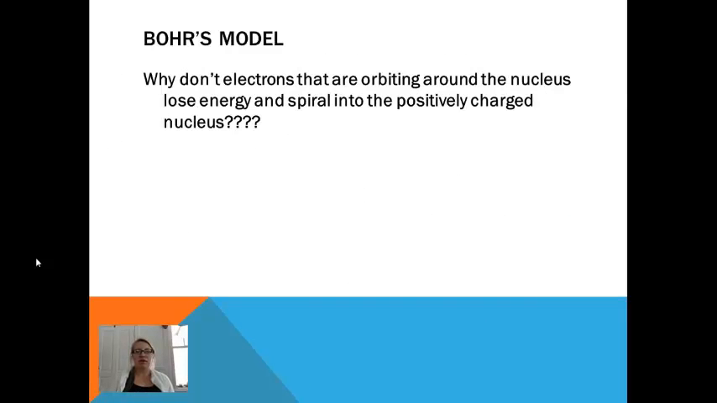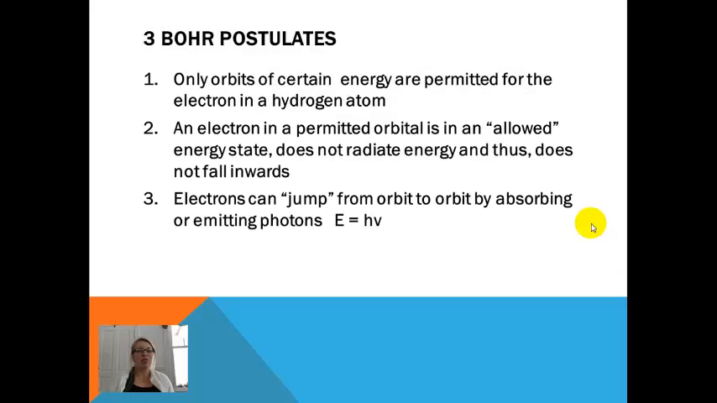So Bohr, remember, said that electrons orbit around the nucleus. But the question about Bohr is, why don't they just lose energy and spiral down into the nucleus? And Bohr assumed 3 things when he came up with his model. He decided that only orbits of certain energy are permitted in hydrogen. And the second assumption is that electrons in an orbital are in an allowed energy state. So they don't give off energy and they do not fall inwards. And the last thing he assumed is that electrons can jump from orbit to orbit by absorbing or emitting photons.